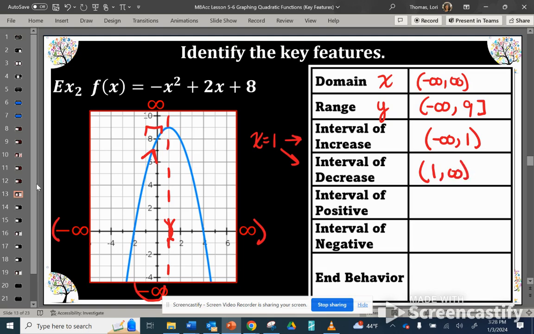our graph is decreasing. So the interval of positive, so our graph has positive y values in this part right here. All of these, if we were to write out all these ordered pairs, all the y's would have a positive value. So I'm just going to write that point, -2 comma 0. We are trying to list what x values cause us to have positive y values.